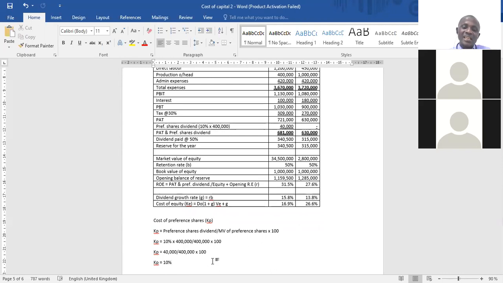So you can see, if the market value of preference shares is the same as the book value, the coupon rate on the preference share will be the same as the cost of the preference share. So you won't need to do all this calculation again. I just did it so that I will be able to prove it to you.